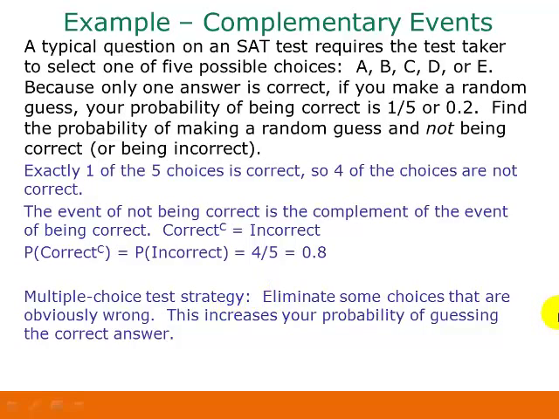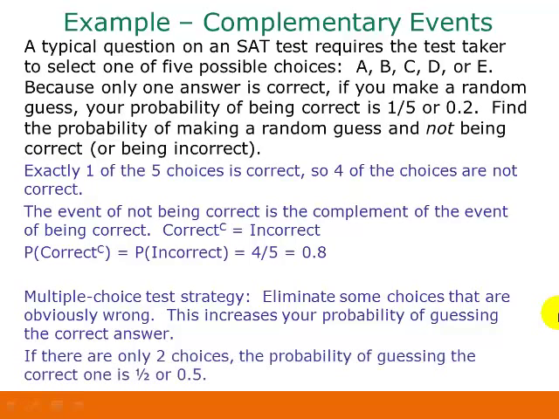Now, if you've ever heard about multiple choice test strategies, one of these is to eliminate some choices that are obviously wrong, because this increases your probability of guessing the correct answer if you have to guess. Because if there are only 2 choices, the probability of guessing the correct one is 1/2, or 0.5. So the probability of being correct in that case is 1/2. The probability of being incorrect is 1/2. So this increases your chances of being correct, and it decreases your chances of being incorrect.